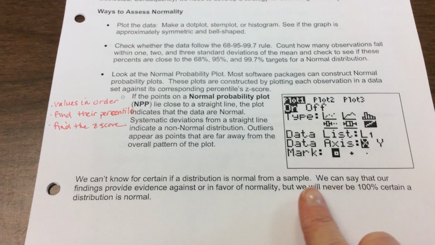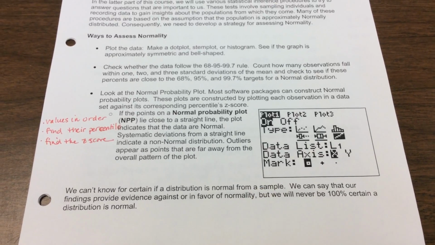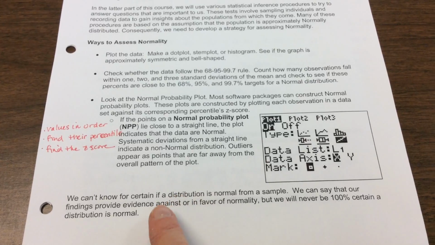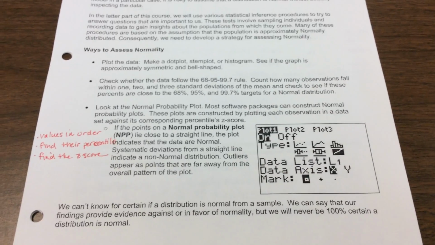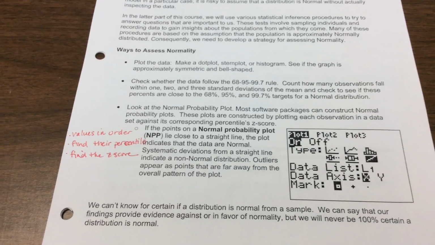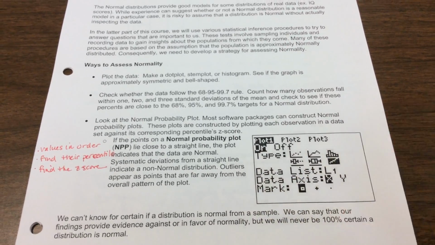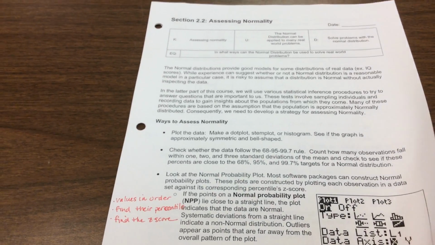Again, we'll never know if a distribution is perfectly normal if we're looking at a sample, but we'll have to figure out if there is enough evidence in favor of normality or against it. We'll never be 100% certain, especially when we're looking at samples. And I'll go over the normal probability plot in another video if you're interested. It's not important though. All right, so the first thing you're going to do is go to the next problem.